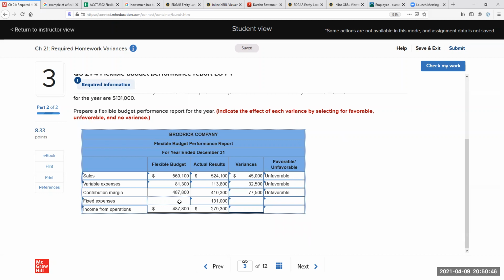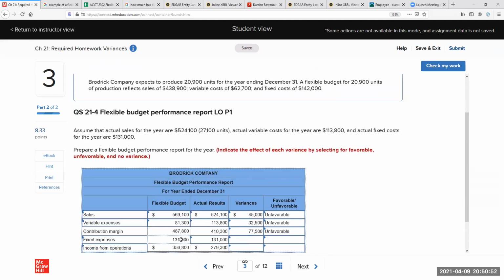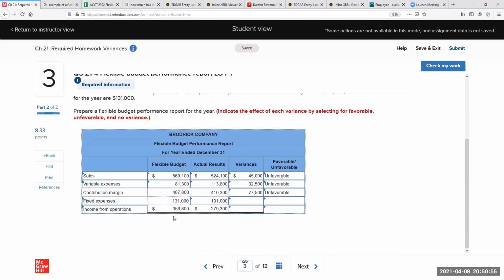Now your fixed expenses, 131, and what were they supposed to be? Oh, 142. Sorry, let me see if I can get back there. In 131 there are, so there you saved 11,000. So that one's favorable. And how about your income? That's unfavorable too. 66,500, and I'd say it's unfavorable.